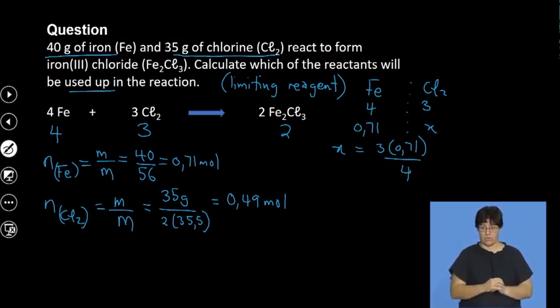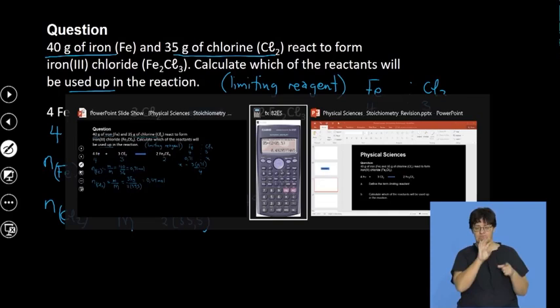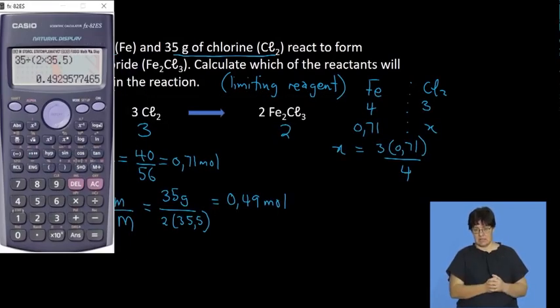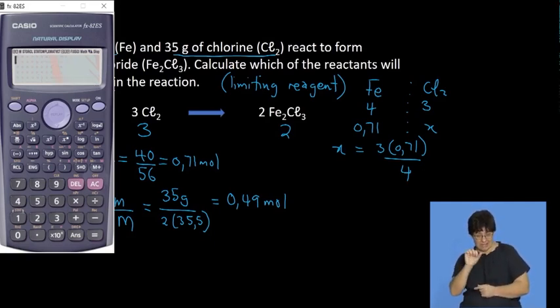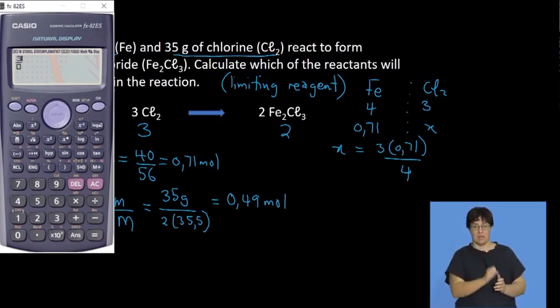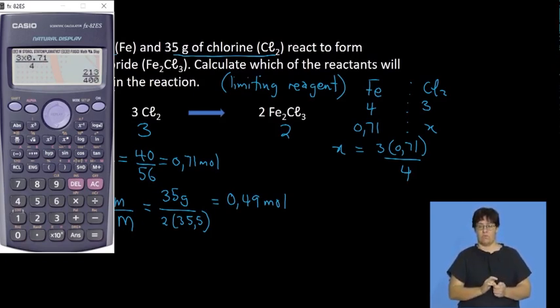By simple calculation, X becomes 3 multiplied by 0.71, by cross multiplication, over 4. Then we can evaluate that and decide if indeed all the iron will react. When we say all the iron reacts, we are just checking by trial and error whether iron is our limiting reagent or not. So what do we have from the calculator? We get 3 multiplied by 0.71, divided by 4. What does that give us? It gives us 0.5.